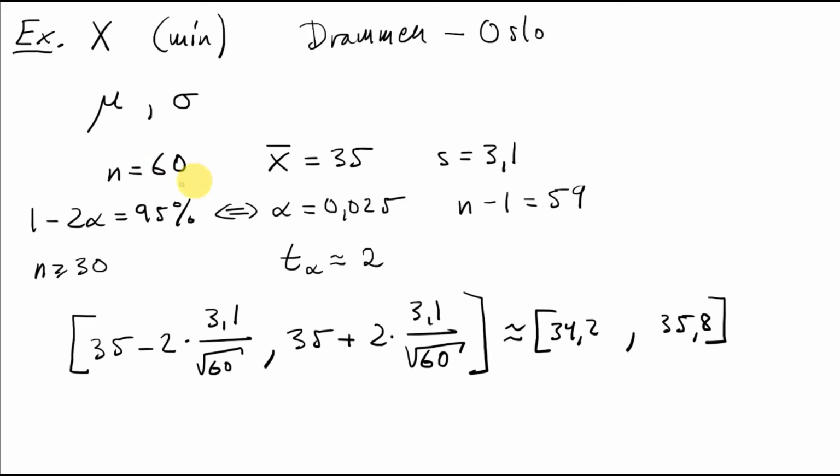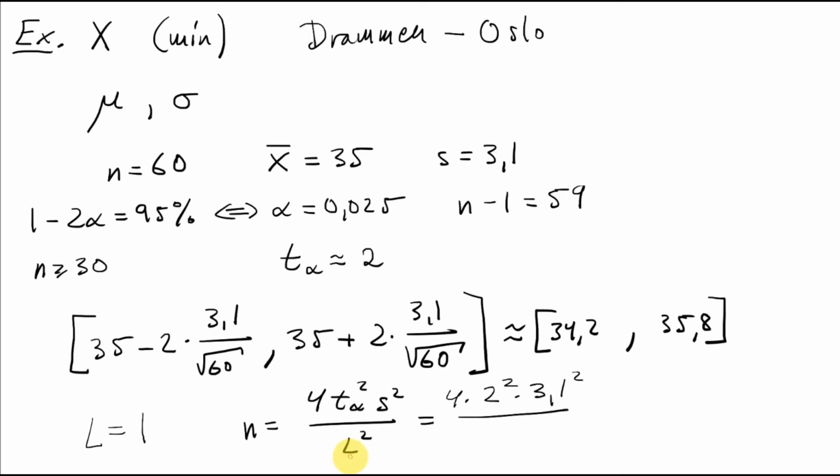Then you can ask, how many trips do you have to make if you want to get a confidence interval with a width of 1? If you calculate, just as we did for the expectation value with known standard deviation, in this case we instead get this for n. If we now use the same t alpha as we had here and s equal to 3.1, with a width of 1, then we get 154. So if we want the width of this interval to be 1, then we have to make 154 trips. So then you instead get this confidence interval.